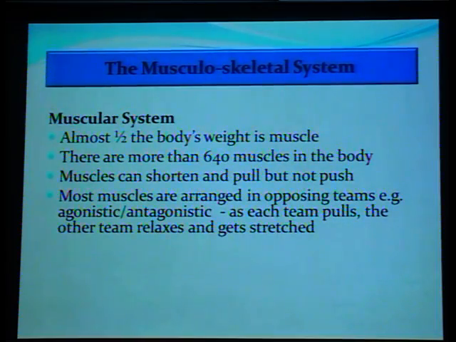In our musculoskeletal system, half the body weight, what you see is muscles, right? There are more than 640 muscles in the body. The action of a muscle is to pull, but it will never push. It's only pulling. Most muscles are arranged in opposing teams, agonistic or antagonistic. As each team pulls, the other one relaxes. So that's how the muscular system works.